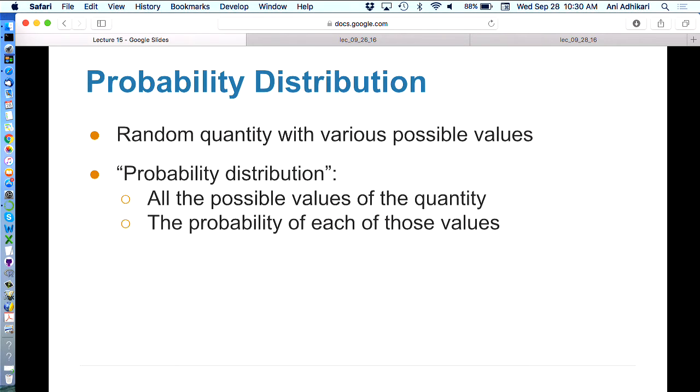A probability distribution consists of all the possible values and all the probabilities of those values. So this is a very simple distribution. The values are 1, 2, 3, 4, 5, 6, and each probability is 1/6. It tells you how the total probability of 1 is distributed over the different possible values. And we are going to look at some probability distributions and other kinds of distributions as well.